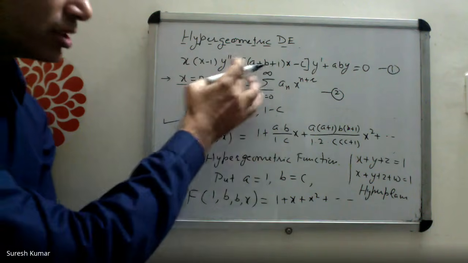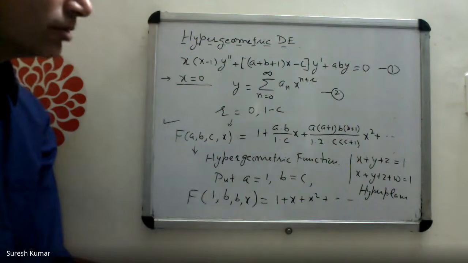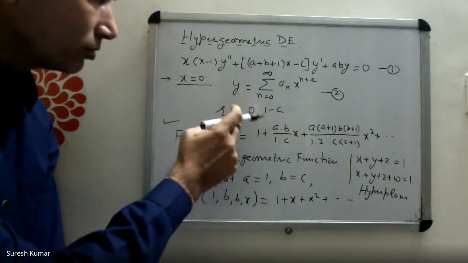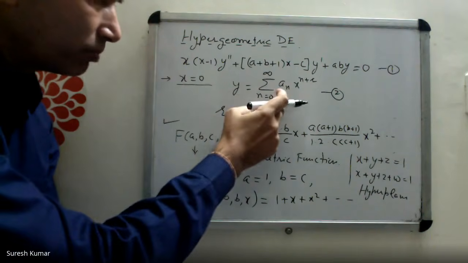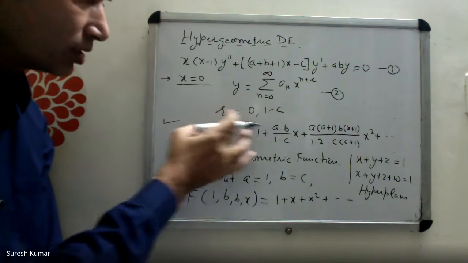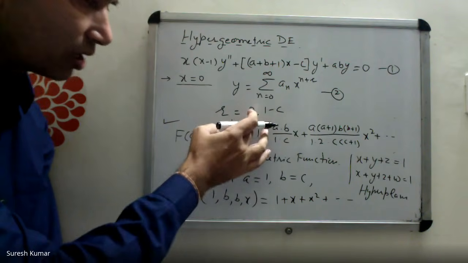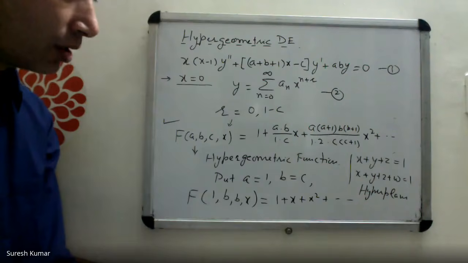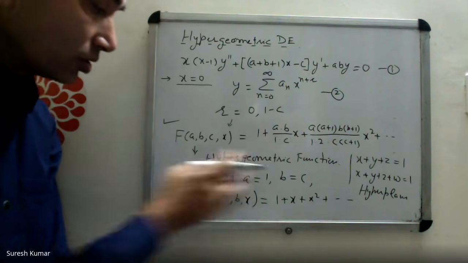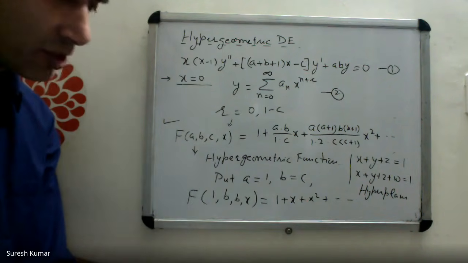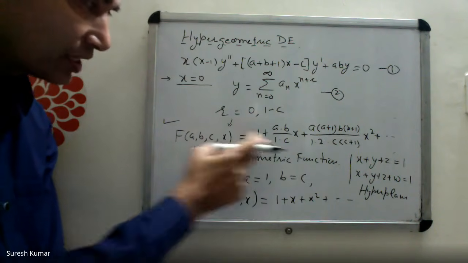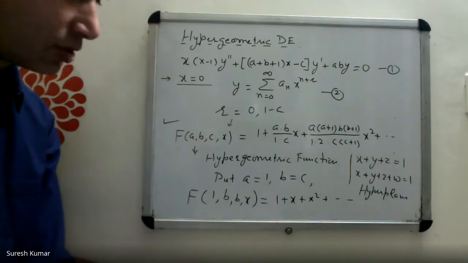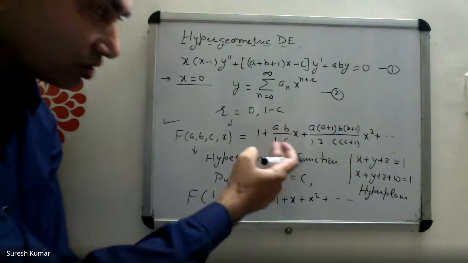Again, I repeat, this is the given hypergeometric differential equation. x equal to 0 is a regular singular point. Corresponding to this point, when you find a power series solution, these are the roots of the indicial equation, and corresponding to r equal to 0 you have this particular solution. It is denoted by F(a, b, c, x), a function of a, b, c, and x. We call this function the hypergeometric function. So the hypergeometric function is nothing but this infinite series.